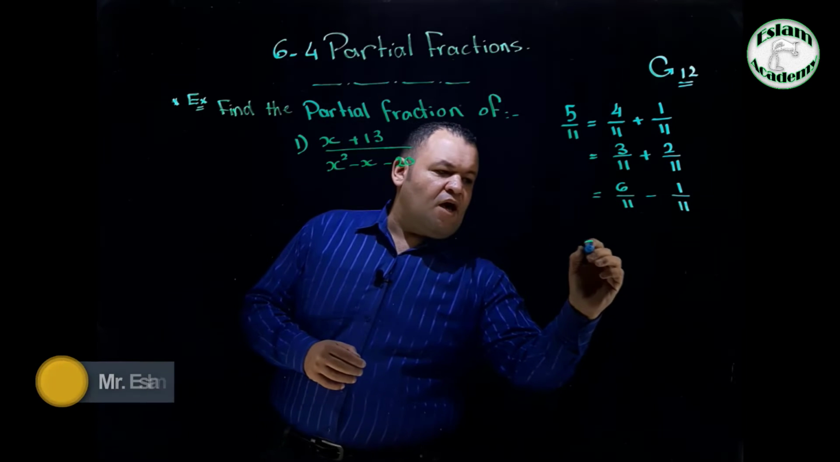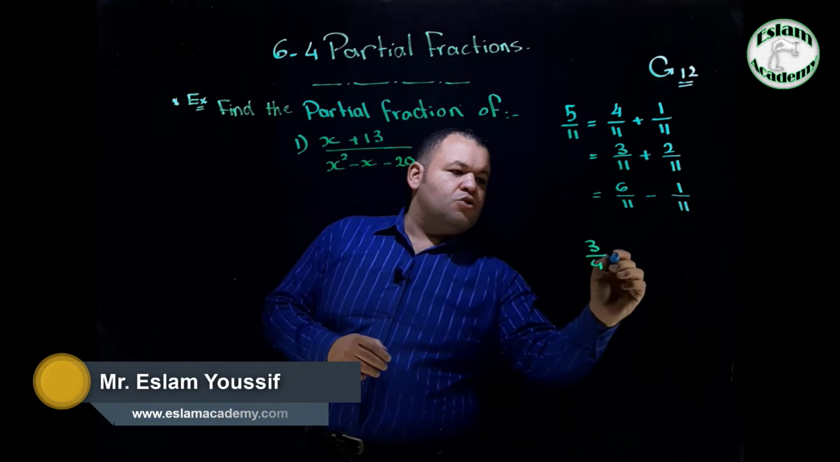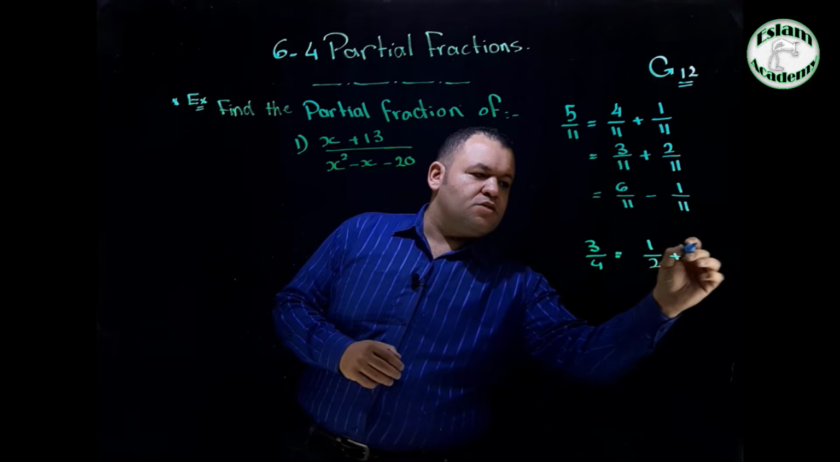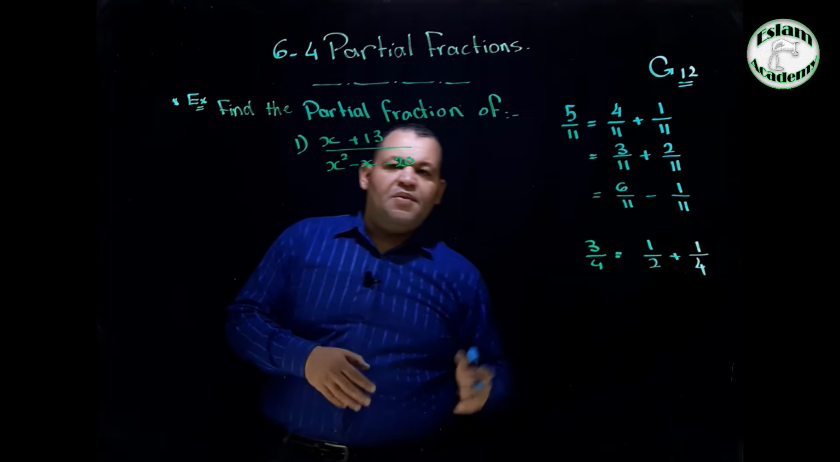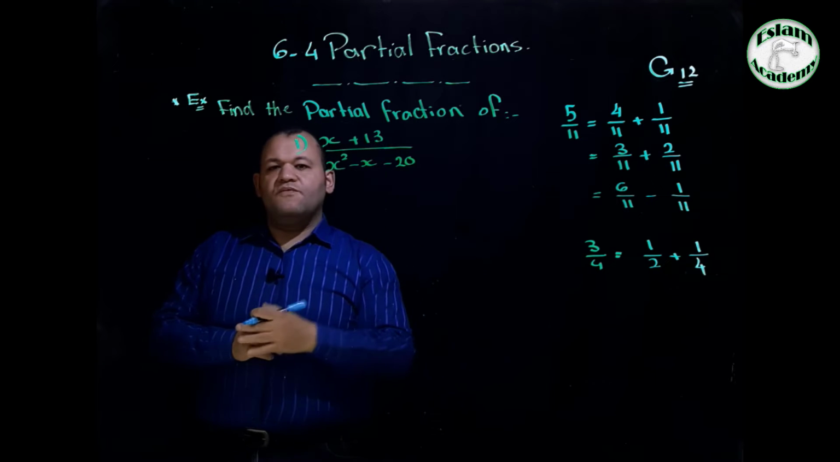But if I have a fraction like 3 over 4 and I need to work with the denominator, you can say that 3 over 4 is equal to 1 over 2 plus 1 over 4. And that is the meaning of partial fraction. We are working with the denominator. So how do we solve question number 1?